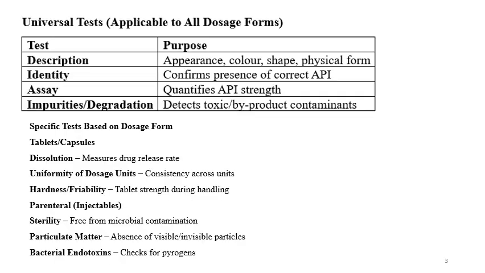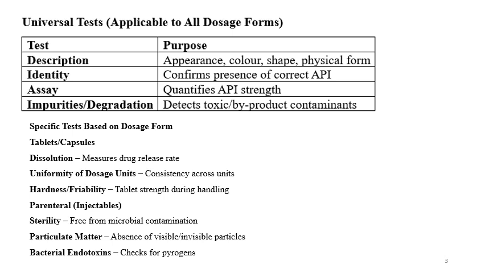Universal tests are there, and some are specific tests. Universal tests are applicable to all dosage forms, like description, identity, assay, impurities, and degradation. Description is the appearance, which includes color, shape, size, physical form. Identity confirms the presence of the correct API. Assay quantifies the API strength. Impurities and degradation products, or related substances, you can say, detect toxic or byproduct contaminants in the product.